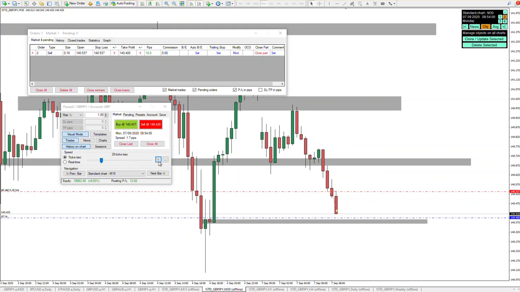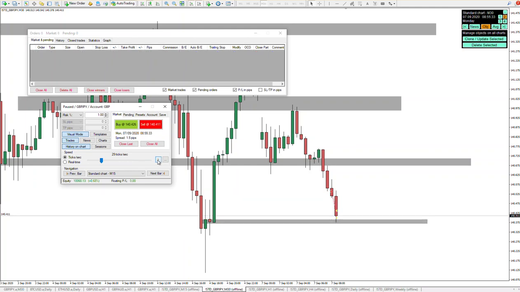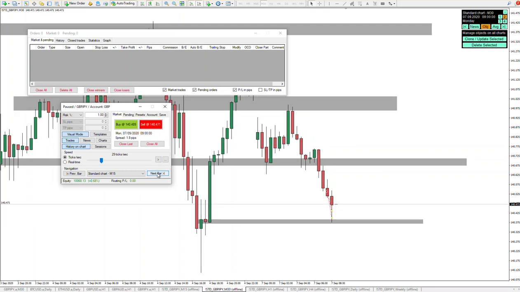Okay, let's go on. Yep, that's beautiful. That's beautiful. It should be possible to take another trade. Already happy with this profit. Okay, let me go to next bar now.